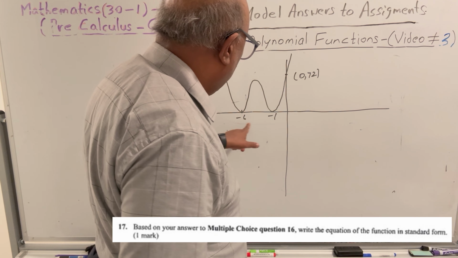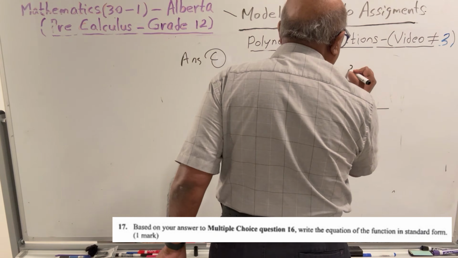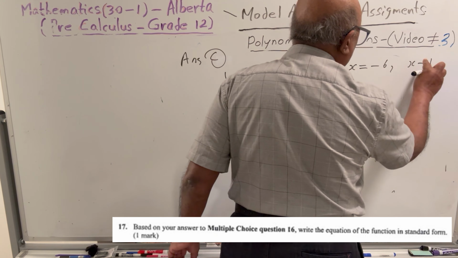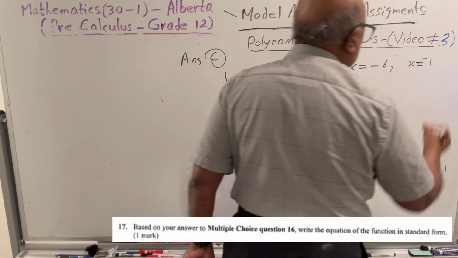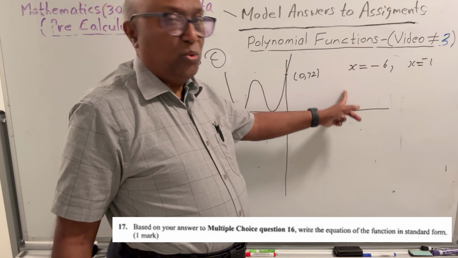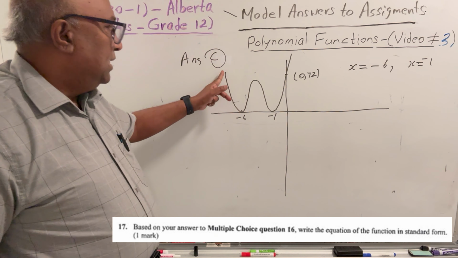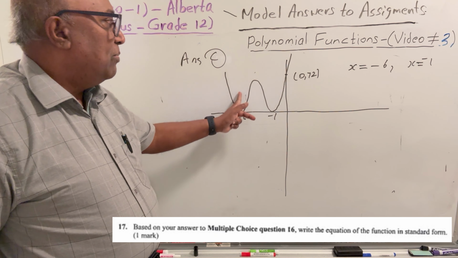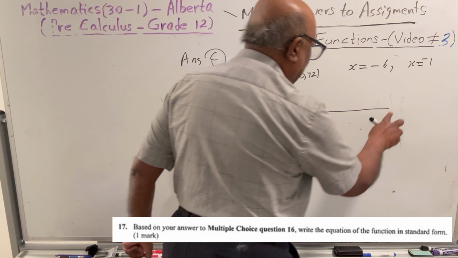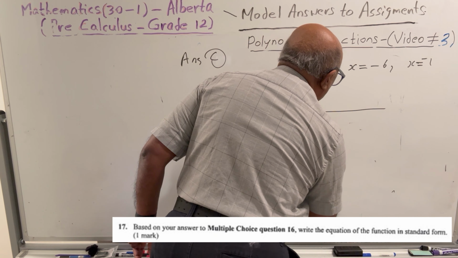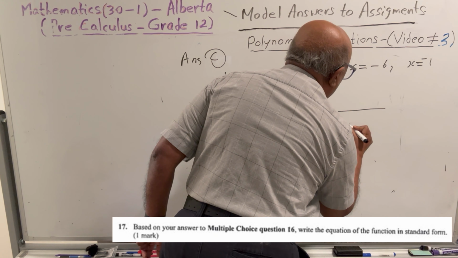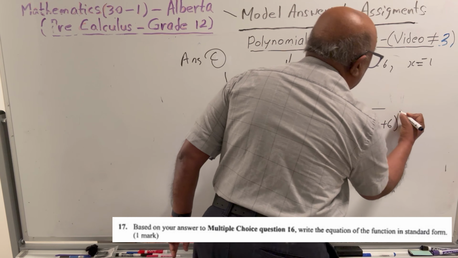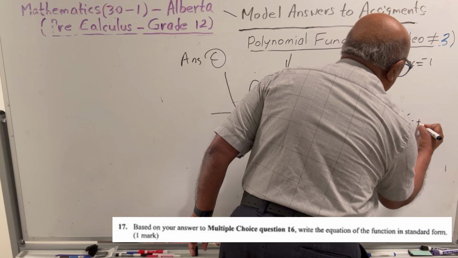Now we know the zeros. These are the zeros: x equals -6, x equals -1. This function has multiplicity of 2. Looking at this, the graph is oriented upward, it opens up. That means we can write the function like this: f(x) equals (x plus 6) squared (x plus 1) squared.